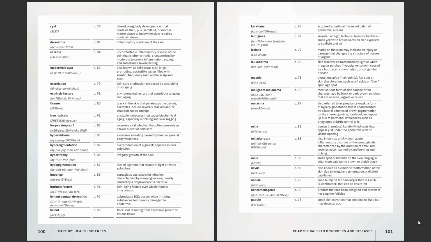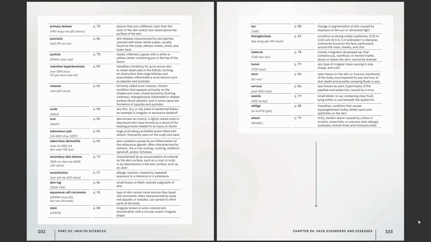Non-comedogenic, product that has been designed and proven to not clog the follicles. Papule, small skin elevation that contains no fluid but may develop pus. Primary lesions, lesions that are a different color than the color of the skin and/or are raised above the surface of the skin.